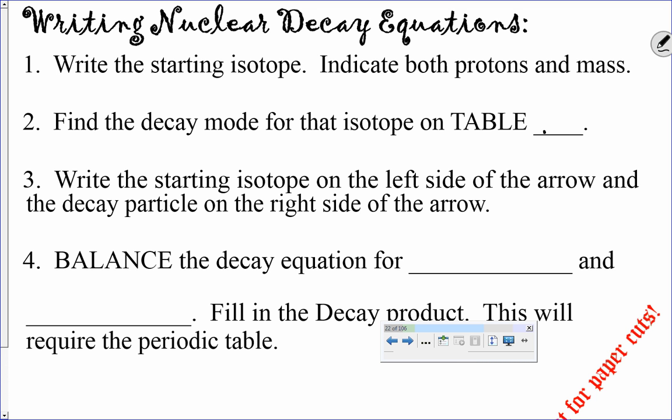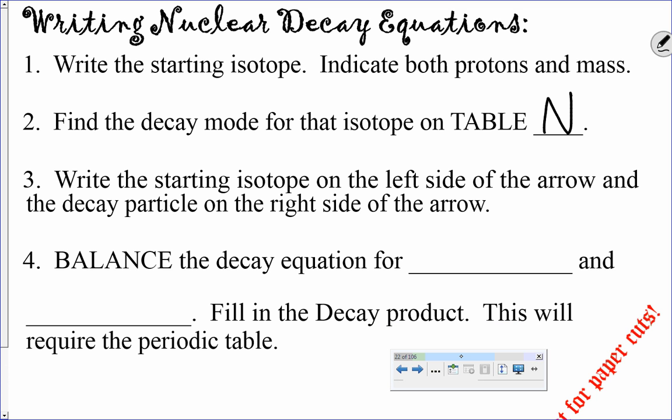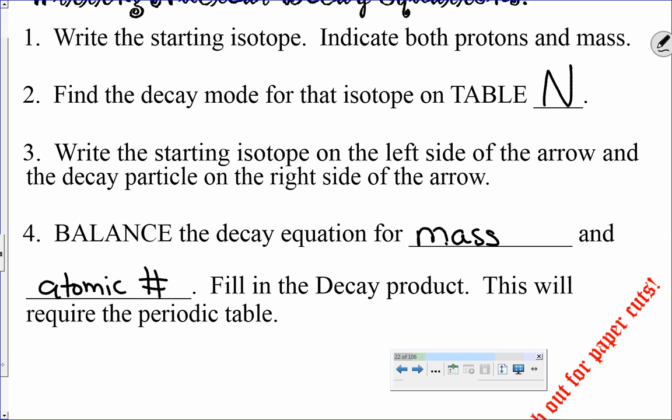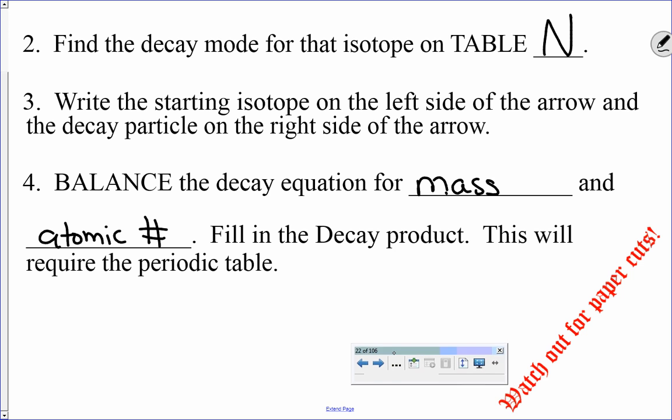Next, you're going to find the decay mode using reference table N. You write your starting isotope on the left side of the arrow, and then the decay particle on the right side of the arrow, and then we're going to do a small calculation to determine what our ending isotope is going to be. We do that by balancing for mass and for the number of protons, or the atomic number. This will require us to look in the periodic table. Be sure that you are being really careful and watching out for paper cuts as you proceed through these problems. You're going to be doing a lot of flipping around.